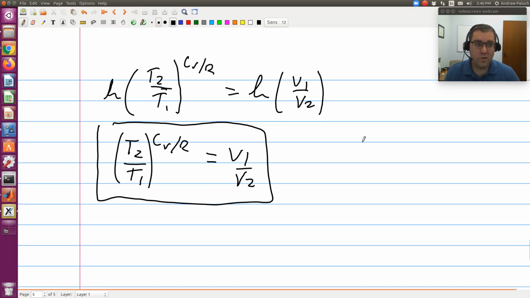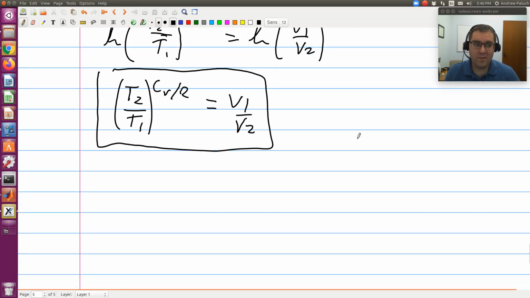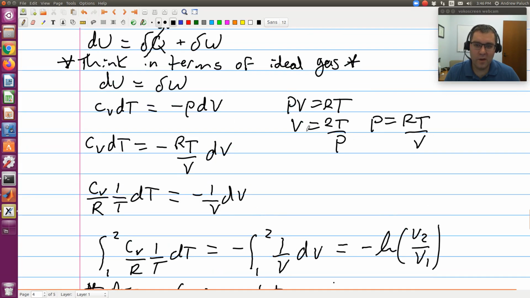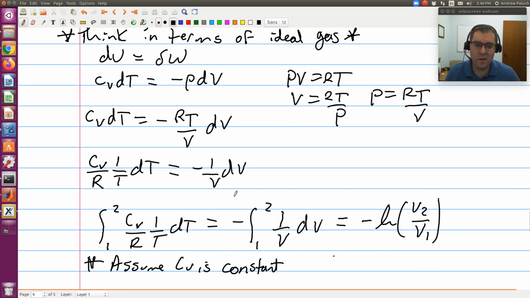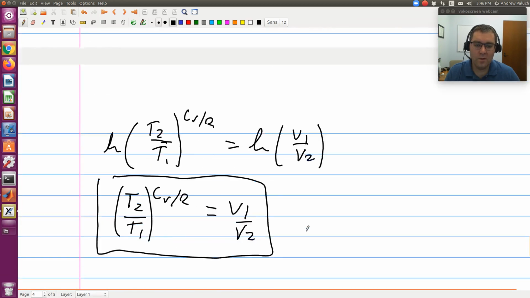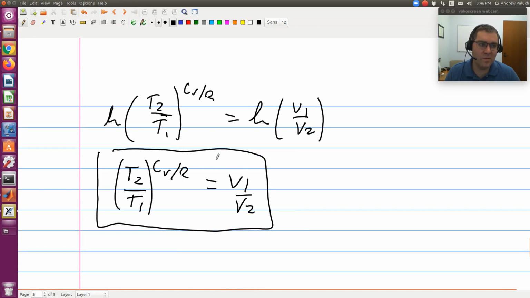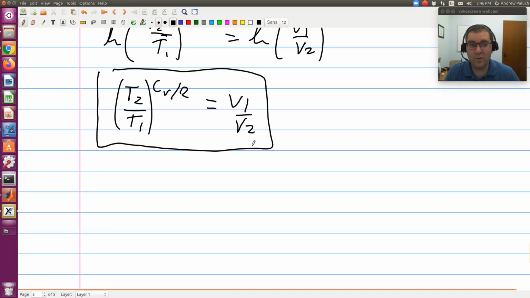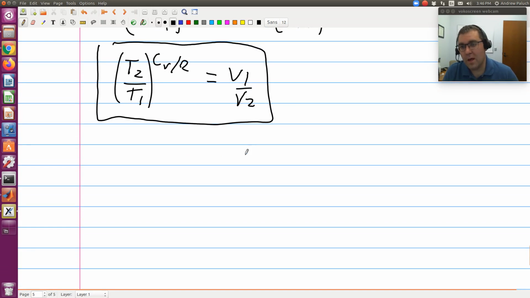All right, so this is true for an ideal gas. Ideal gas part in terms of using the ideal gas equation of state to work with my differential with respect to V. So this is true for an ideal gas and assuming CV is constant. The book also gives a relationship using P. How we get P is using our ideal gas equation of state. So let's work that one out.